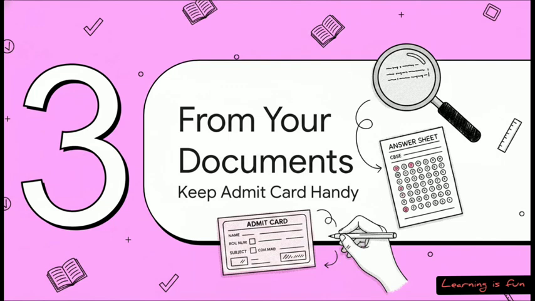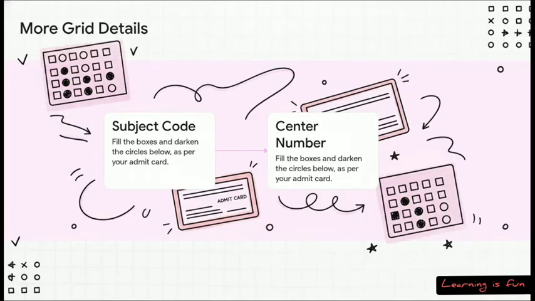For this next section, your admit card is basically your best friend. Seriously, don't try to rely on memory here. Just have that document sitting right in front of you and copy the information exactly as you see it. Look at that, we're back to the grids, but you're a pro at these now, right? You're gonna fill in the subject code and the center number, both of which, of course, are on your admit card. Just remember the golden rules. 1 digit per box, then darken that matching circle right below it.